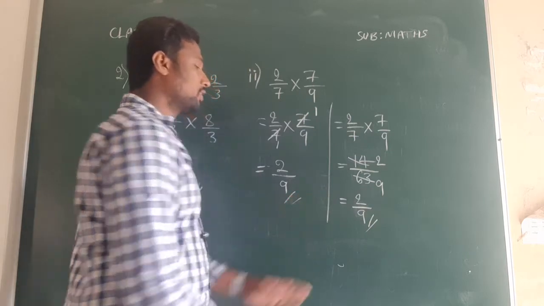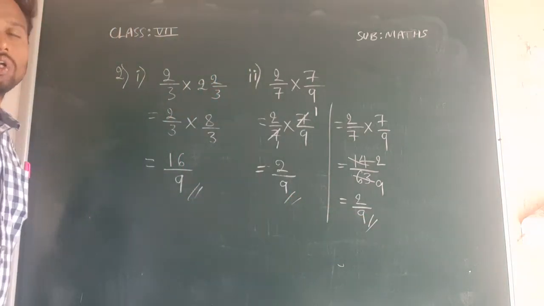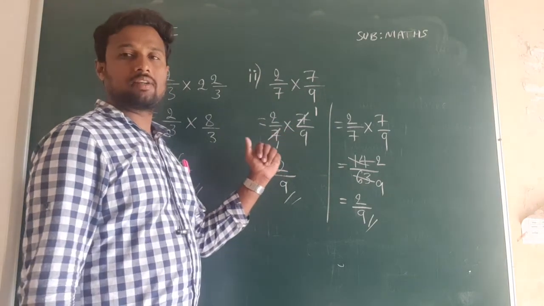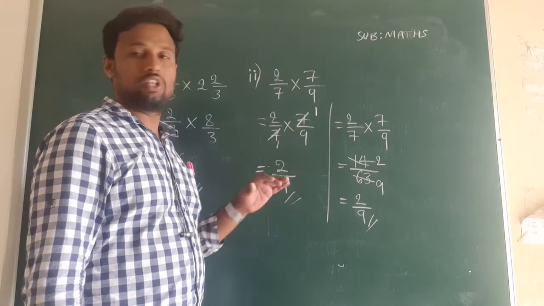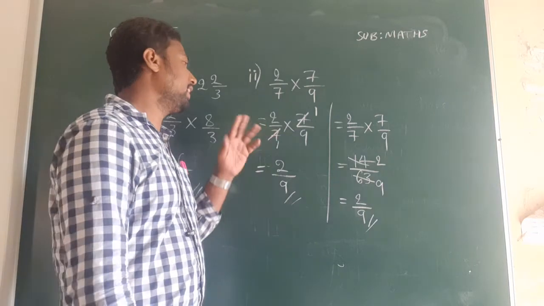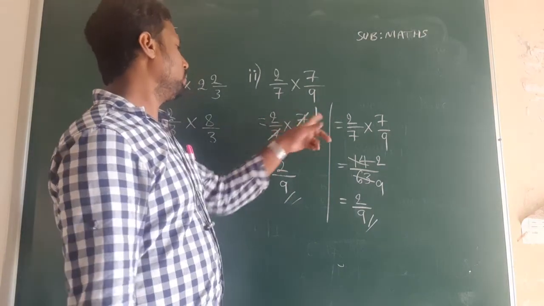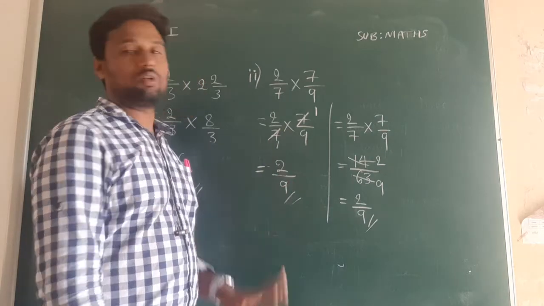Here also we got the same answer, 2 divided by 9. The only difference you can observe here is that we multiply small numbers here. If you divide first, before multiplication, you will get very small numbers. You can see here 2 into 1, 1 into 9, so we got 2 divided by 9.